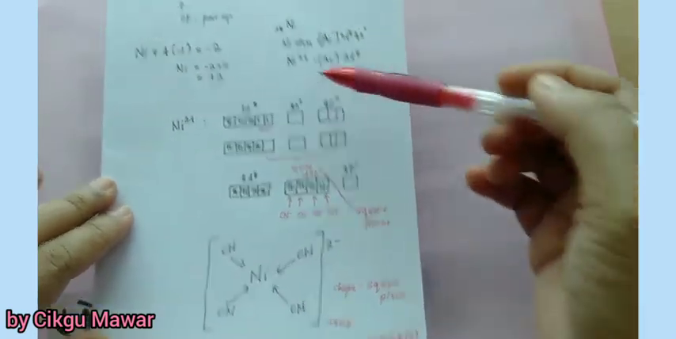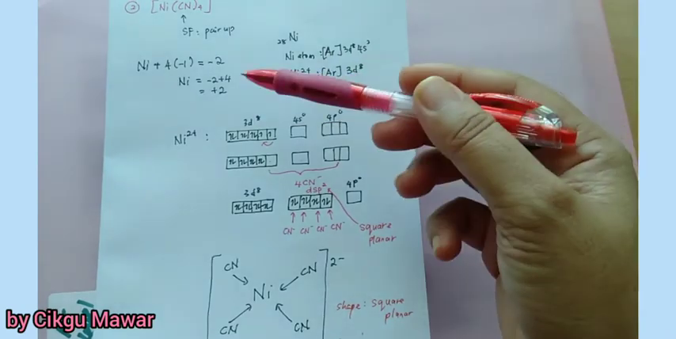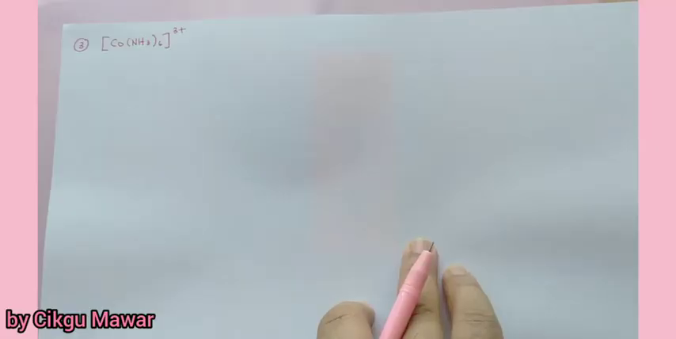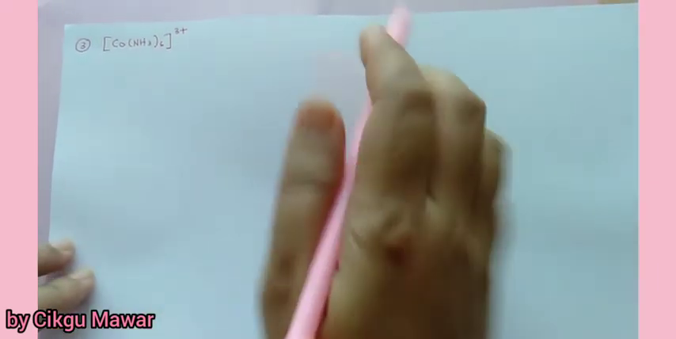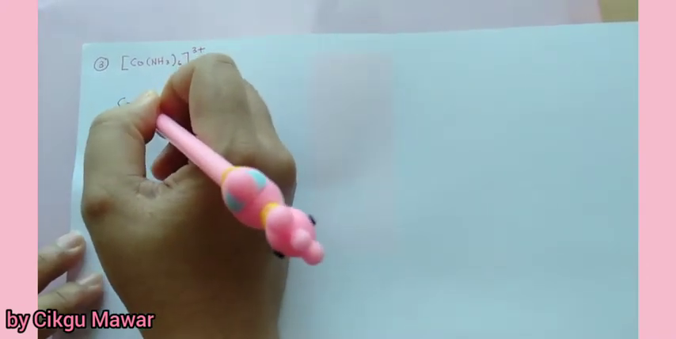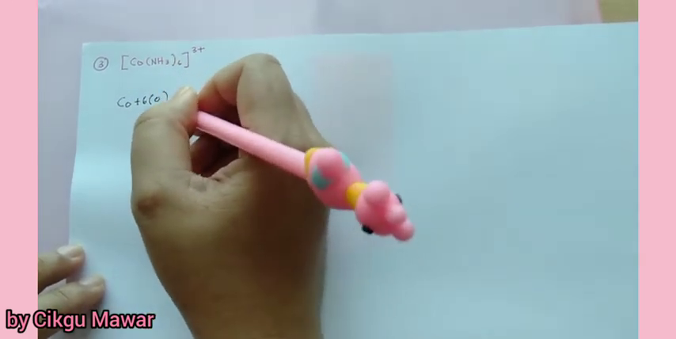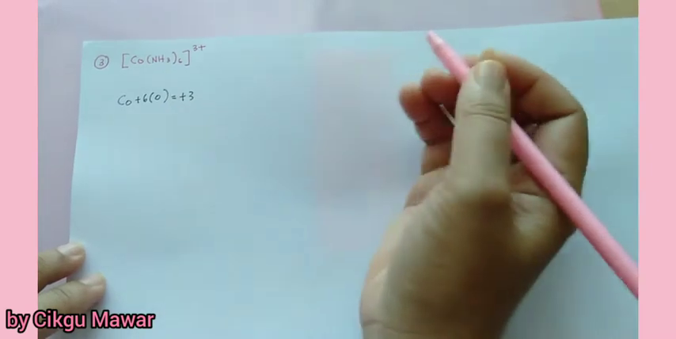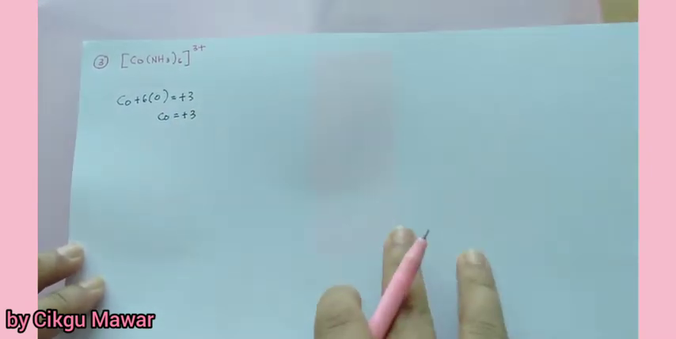So that's why you must memorize the strong field ligand and weak field ligand. Now let's draw the third complex, which has hexa, 6 ligands. We calculate the oxidation state first. So cobalt plus 6 times 0, since this is a neutral ligand, equals positive 3. Cobalt has a positive 3 oxidation state.